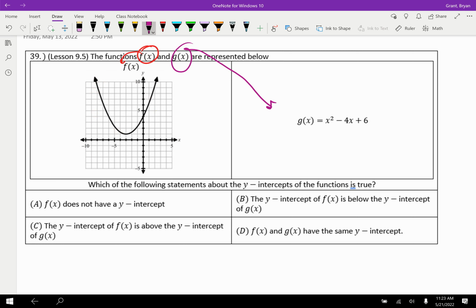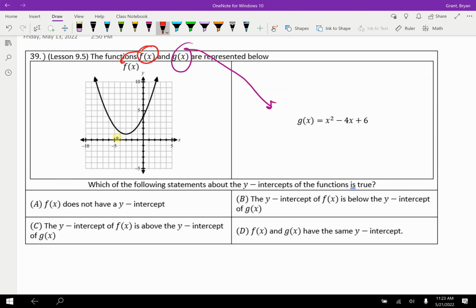What they want to do here is determine, if you look at the question down below, which of the following statements about the y-intercepts is true. Now there's only going to be one answer here, because it starts with A, B, C, D. And we probably just want to go through and find the y-intercepts for each function. I mean, that makes sense if they're asking questions about it.